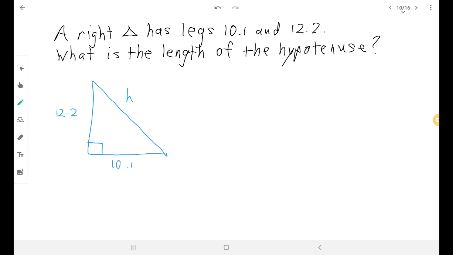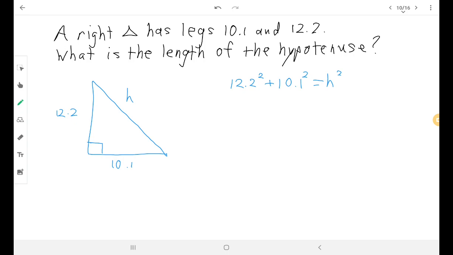So to do this, we're going to use the Pythagorean theorem. The Pythagorean theorem states that the leg squared plus the other leg squared equals the hypotenuse squared. So this will be 12.2 squared plus 10.1 squared equals h squared, the hypotenuse. You'll hear it a lot of times as a squared plus b squared equals c squared, but it's also leg squared plus leg squared equals hypotenuse squared.